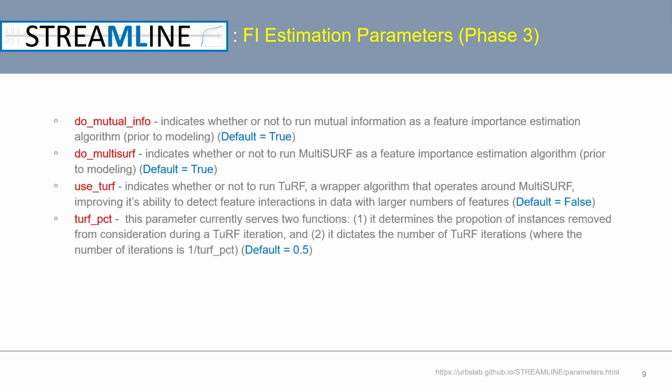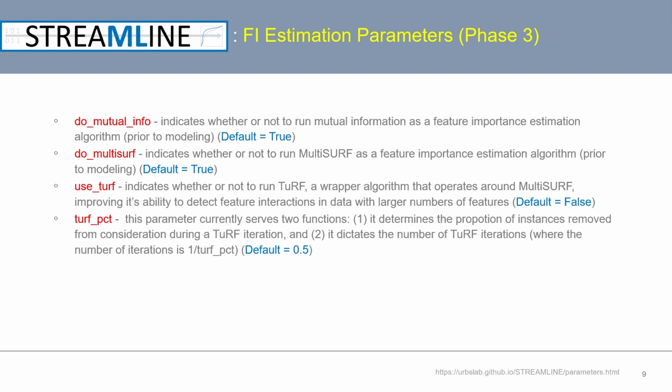Turf PCT is a parameter that currently serves two functions with respect to the turf algorithm. First, it determines the proportion of instances that are removed from consideration during a given turf iteration. And second, it dictates the number of turf iterations, where the number of iterations is defined by 1 over turf PCT.